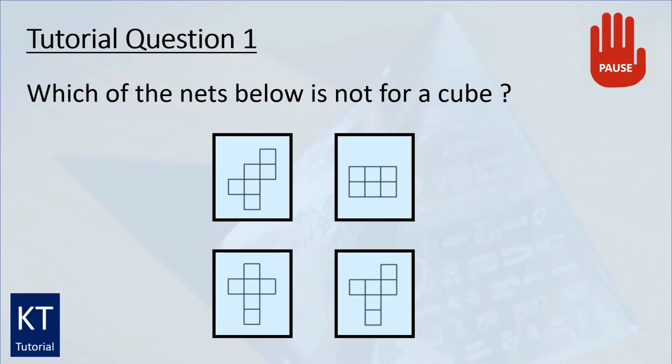Now we are on to tutorial questions. Press the pause button now if you need more time. Question 1. Which of the nets below is not for a cube? It should be the one at the top right.